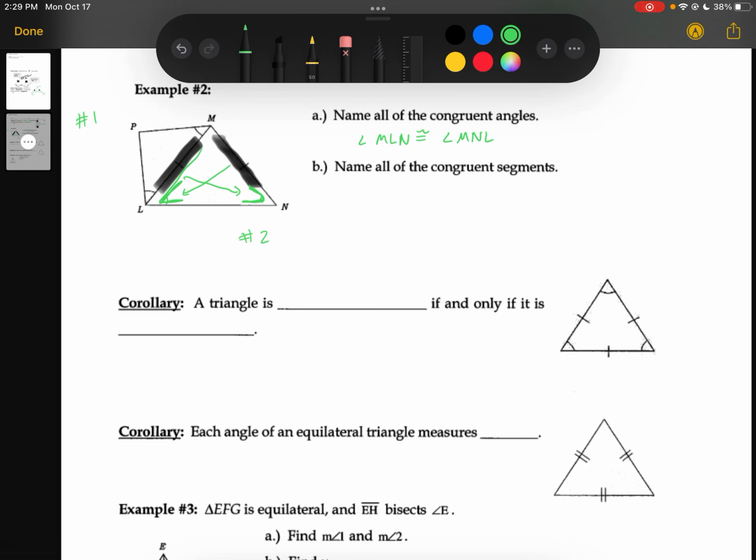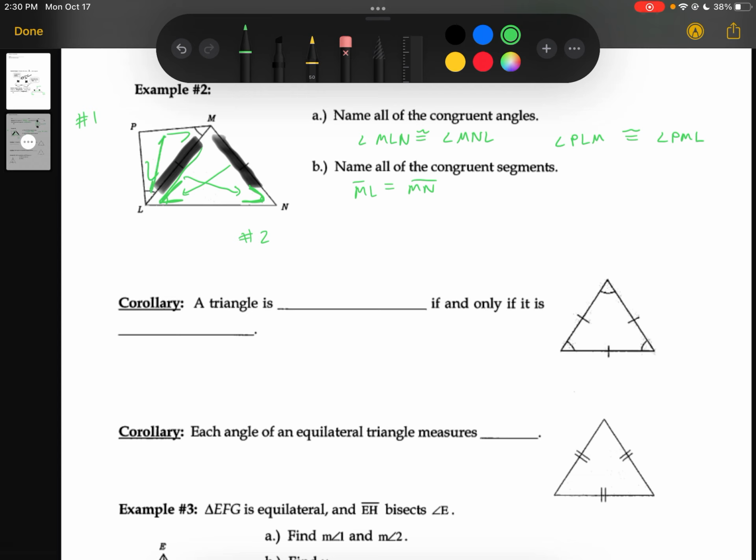And then the second piece, they give us the other two angles that are congruent. So PLM is congruent to PML. They gave us little dashes already. And they gave us some congruent side lengths here. So ML and MN are congruent.